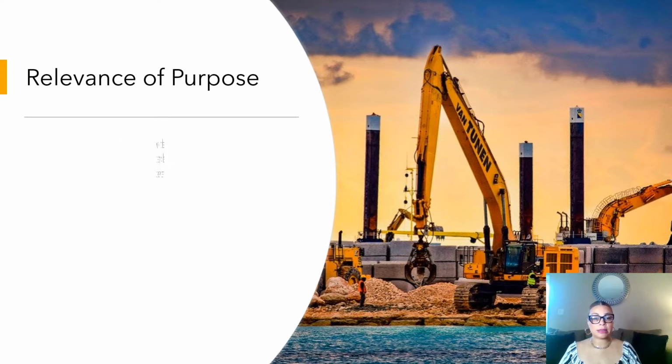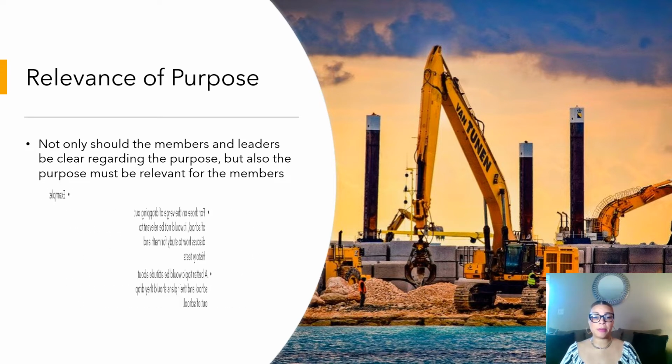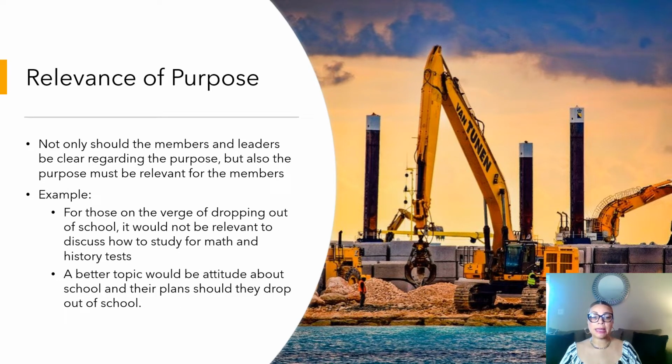Relevance of purpose. Not only should the members and leaders be clear regarding the purpose, but also the purpose must be relevant for the members. An example: for those on the verge of dropping out of school, it would not be relevant to discuss how to study for math and history tests. A better topic would be attitude about school and their plans should they drop out of school.